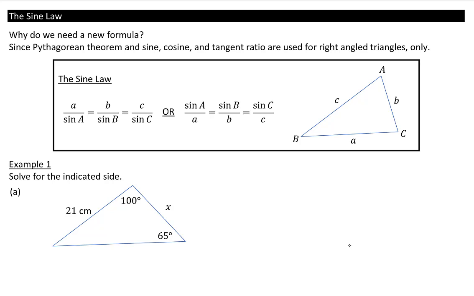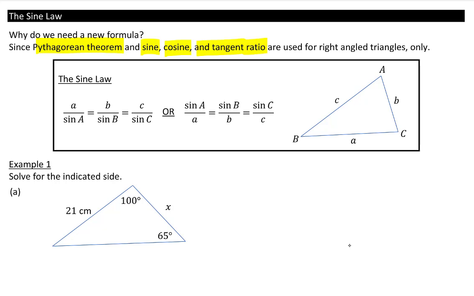So now we're going to review the sine law. So why do we need the sine law? We need it because the Pythagorean theorem, sine, cosine, and tangent ratios are used for right triangles only. So for any other triangle, we're going to use either the sine law or the cosine law. Right now we're starting with the sine law.